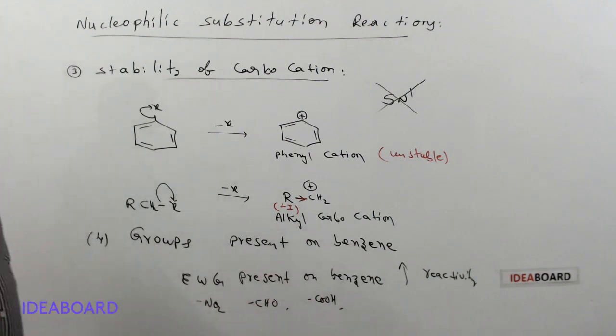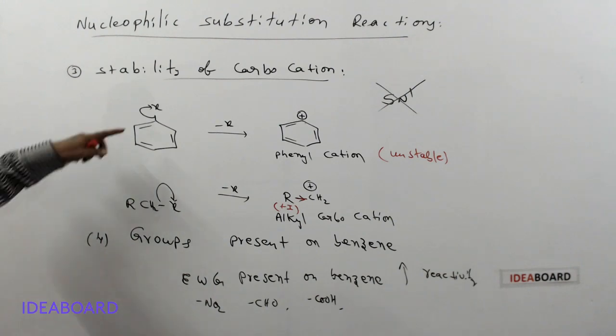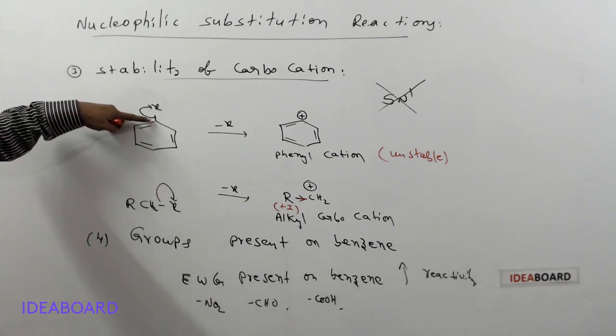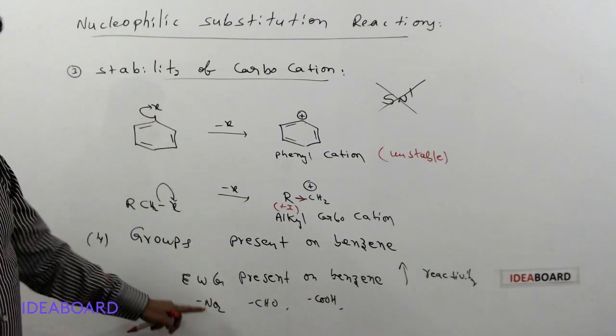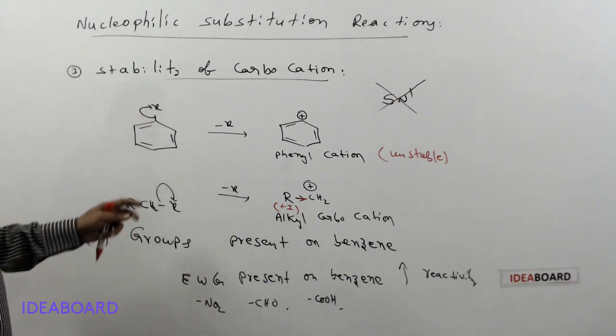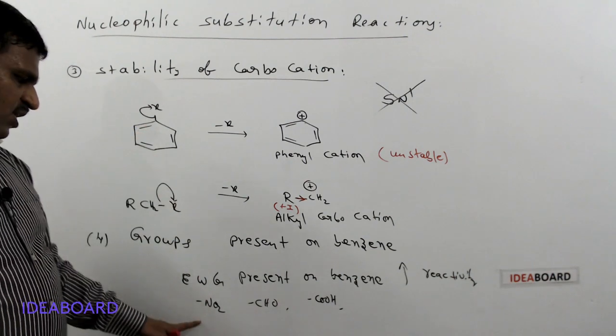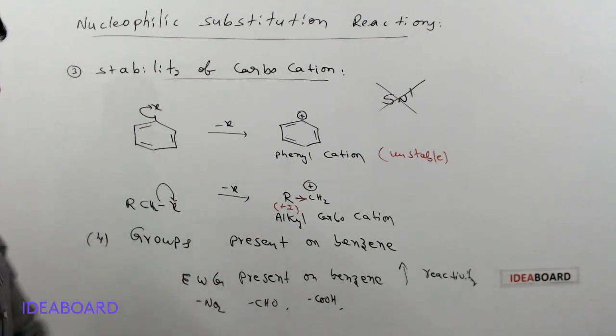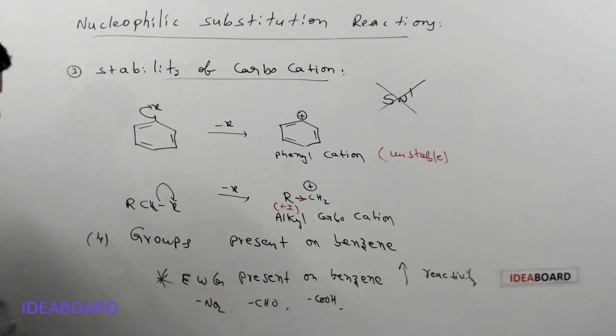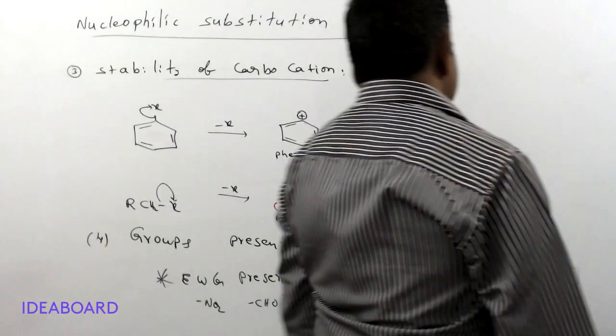If there are electron donating groups, they decrease it. Whenever NO2 is present, the bond breaks easily and the electron density is decreased largely. So if NO2 groups or electron withdrawing groups are present, the reactivity towards nucleophilic substitution reactions increases.